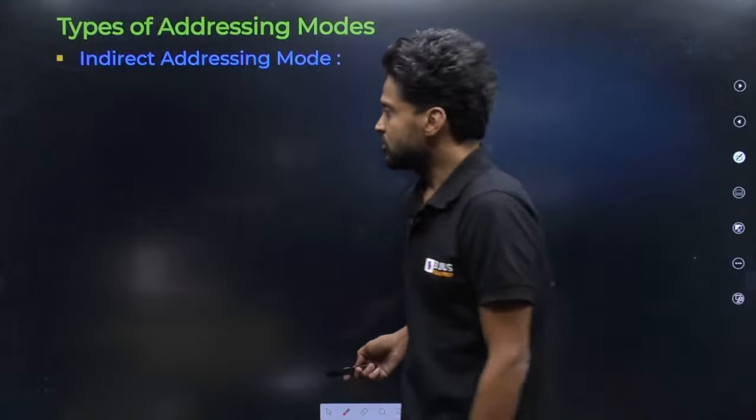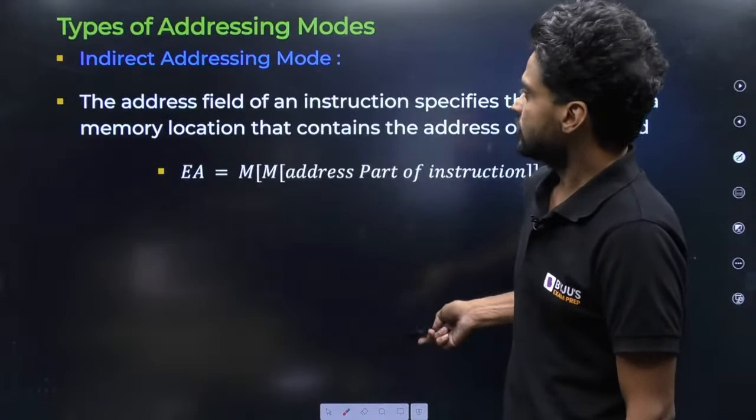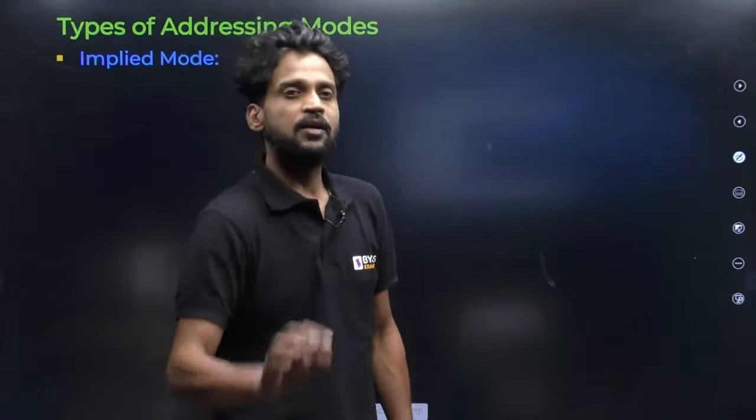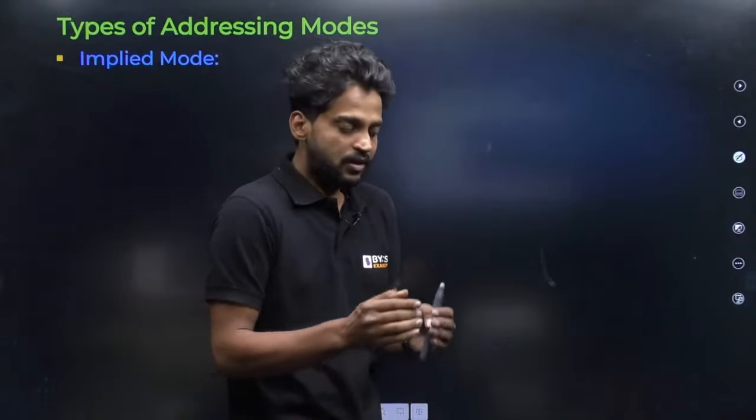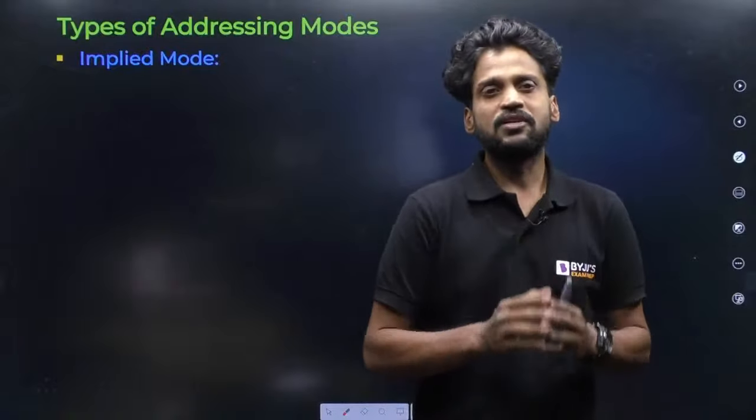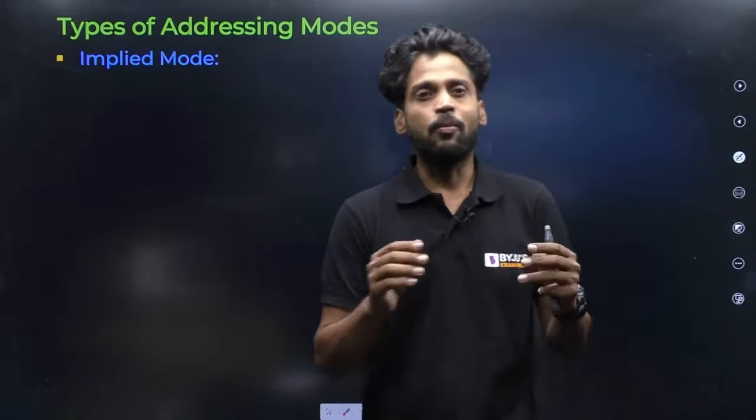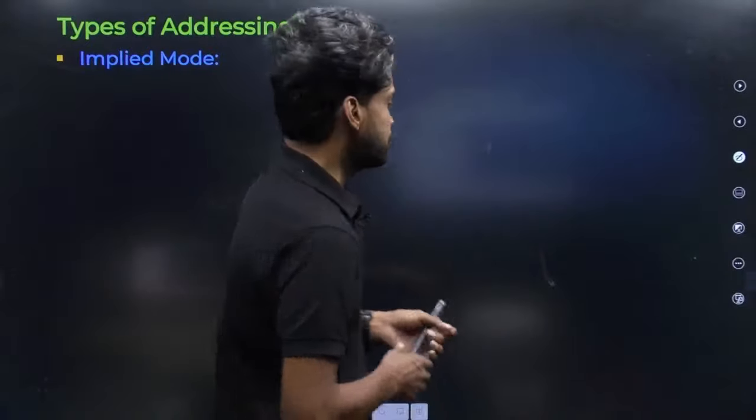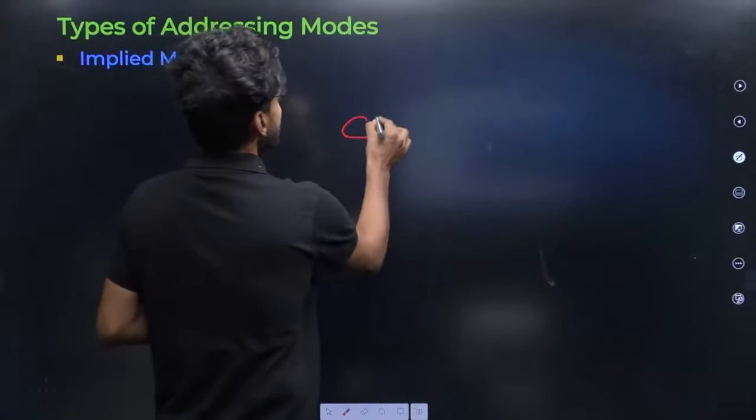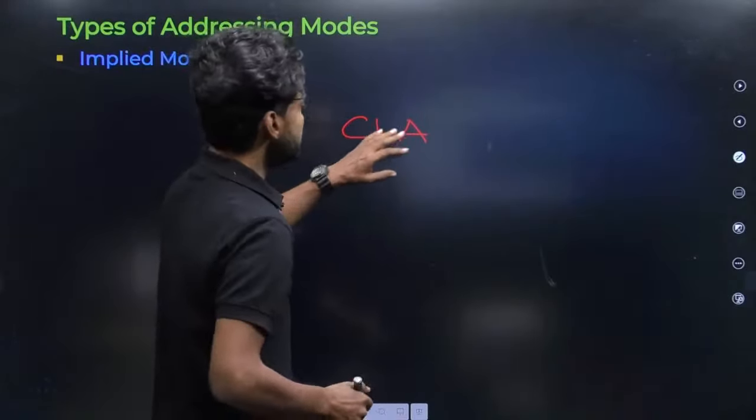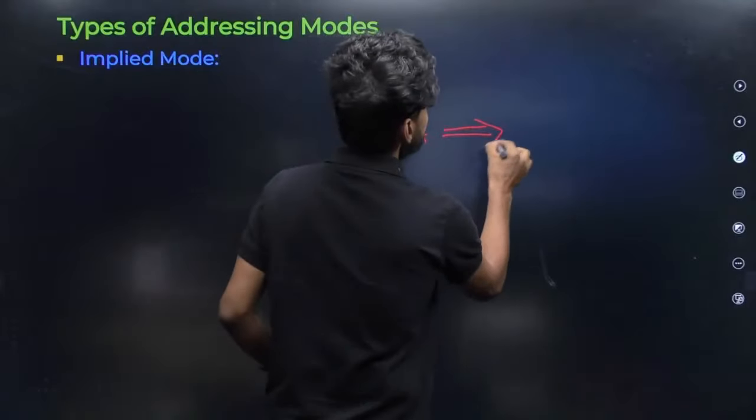The next thing is, I discussed it already, the implied addressing mode. What is implied addressing mode? Understand something. In any computer system, some of the instructions don't have their operands explicitly specified. For instance, there are a few instructions like this. CLA. What is CLA? CLA stands for clear the accumulator.